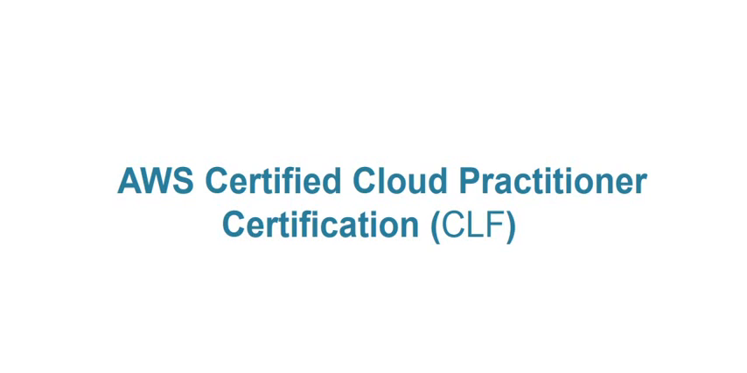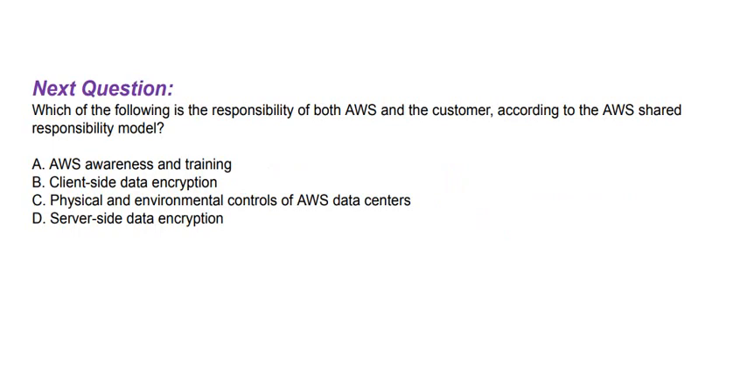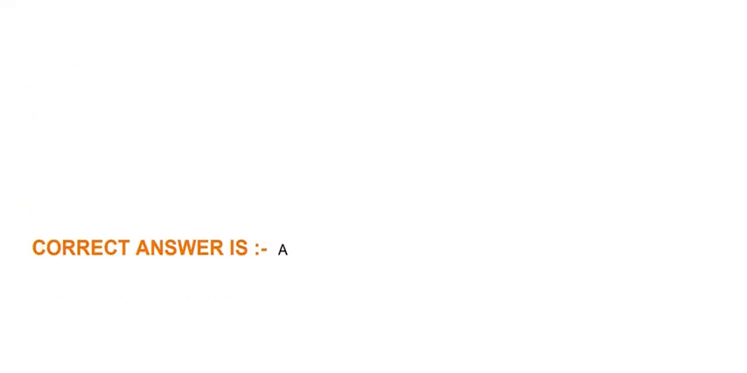Today's question is, which of the following is the responsibility of both AWS and the customer according to the AWS shared responsibility model? Option A, AWS awareness and training. Option B, client-side data encryption. Option C, physical and environmental controls of AWS data centers. And option D, server-side data encryption. The correct answer is option A.